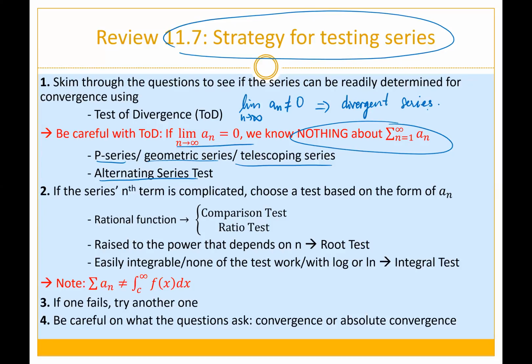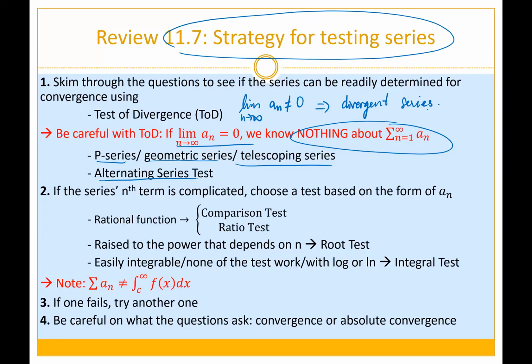Then the second step, if those things don't work, is when the nth term is kind of complicated: choose the test based on the form. If you have a rational function, use either the comparison test or the ratio test. Why comparison test? As I did last week, when we have ratios we can add or subtract something to compare it with one of the series that we already know, like a p-series or a geometric series.